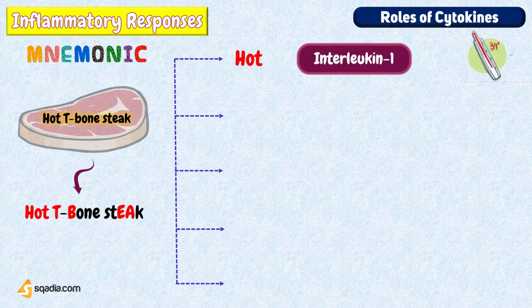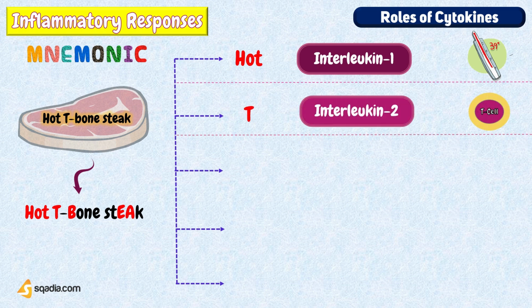The first word is hot. Here it is for interleukin-1. You can remember it as fever makes you feel hot. Hot means fever, and IL-1 causes fever. Second is capital T, which is for interleukin-2, which stimulates the T cells.